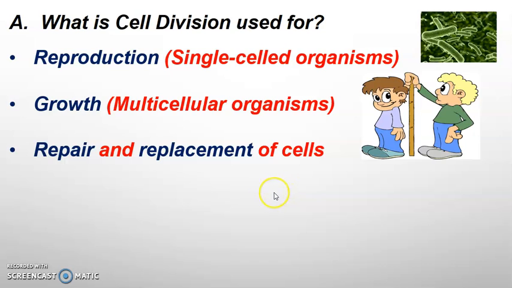Third is repair and replacement of cells. If you have any type of injury, for example, you get a little cut on your finger, you need to repair those cells. If you get a cut, you get a scab. That scab protects you from getting an infection. Meanwhile, in the area that has been cut underneath the scab, the cells grow inwards to seal that gap, and then they'll grow upwards to eventually push off that scab.